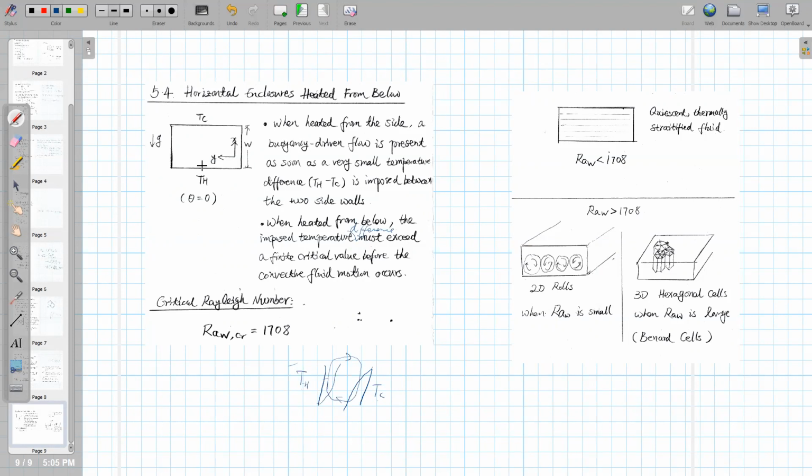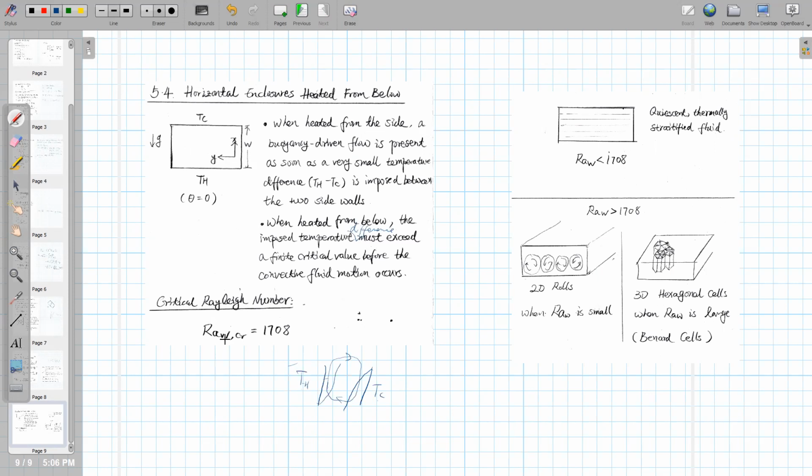That means that if you have a small difference between TH and TC, you won't have any convection happening. Not like when you heat from the side. If you heat from the side, no matter how small the difference, you will immediately see the fluid moving inside. But for this one, TH must be larger than TC to some extent, and then you will be able to see the circulation.